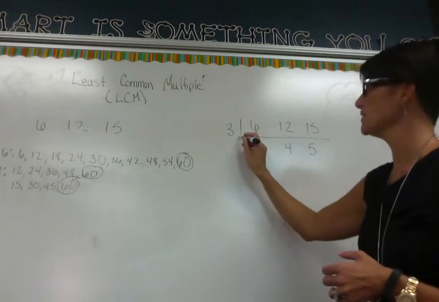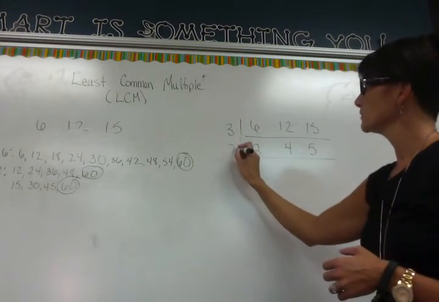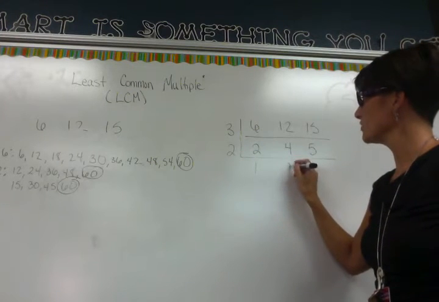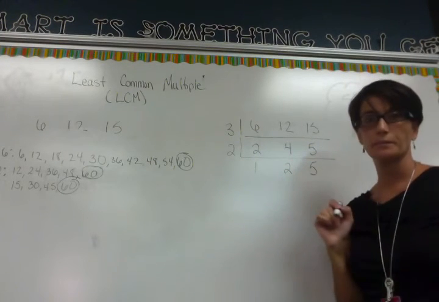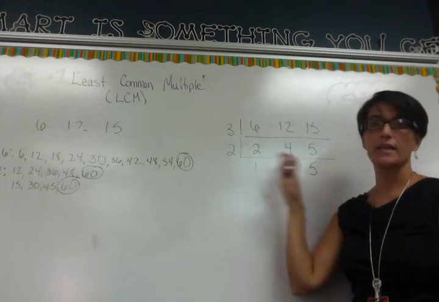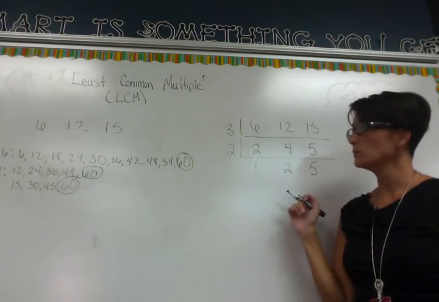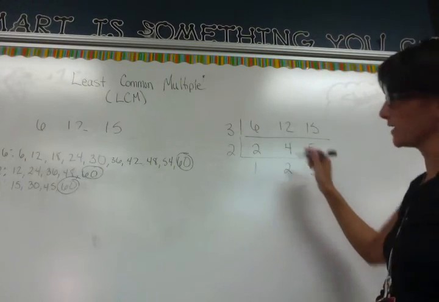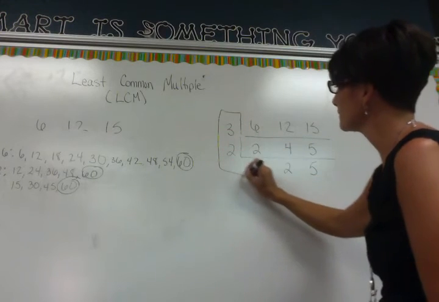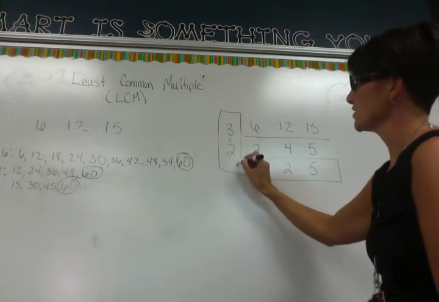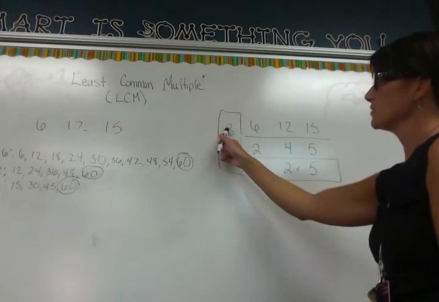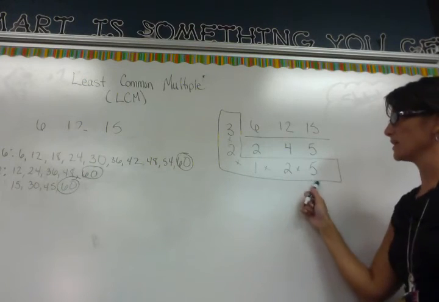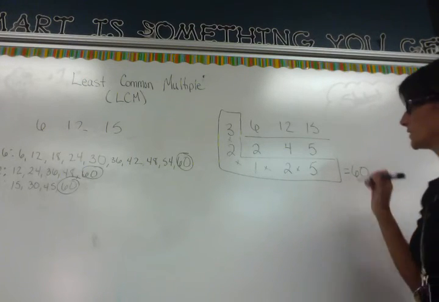So what I'm going to do is divide again, and I'm going to just do the 2. So 2 goes into 2 one time, 2 goes into 4 2 times, and I'm just going to bring down my 5 because it can't go in by 2. Now, what we're going to try is to multiply all of these numbers together because I can't do anything else here. So I'm going to draw my box. Add the multiplication sign. 3 times 2 is 6, times 1 is 6, times 2 is 12, 12 times 5 is 60.